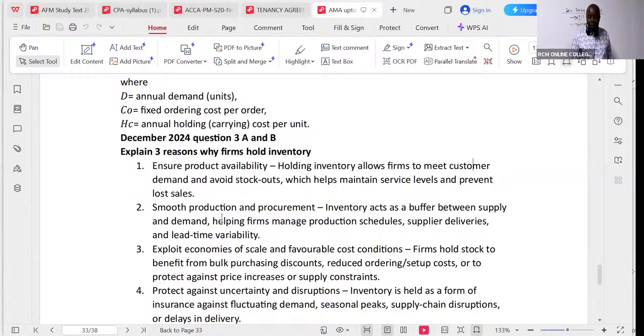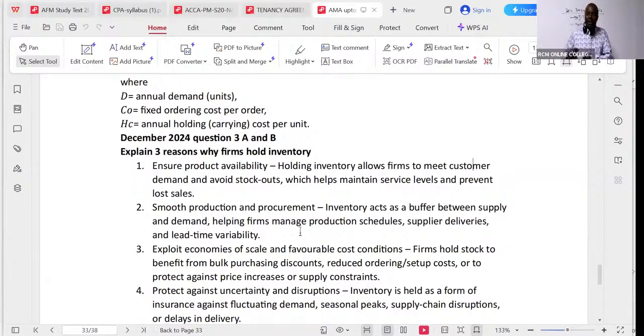Smooth production and procurement. We shall not be having production hiccups. All right. Inventory acts as a safety buffer between supply and demand, helping firms manage production schedules, supplier deliveries, and lead time variability. So there are no, in this case here, those shocks.